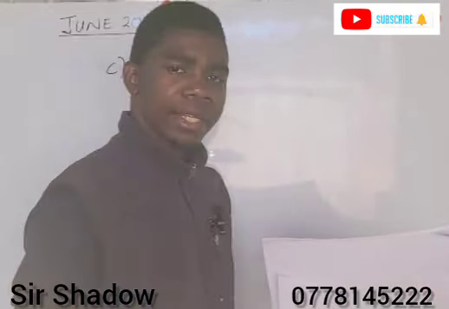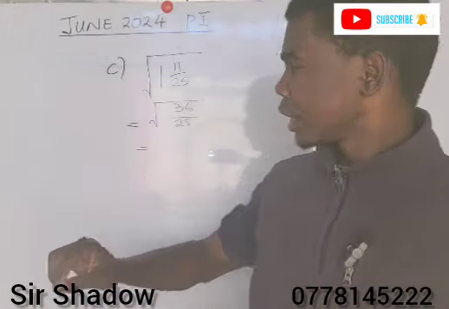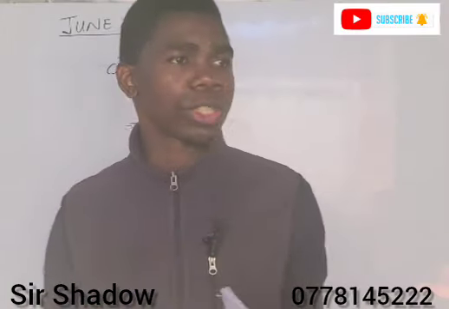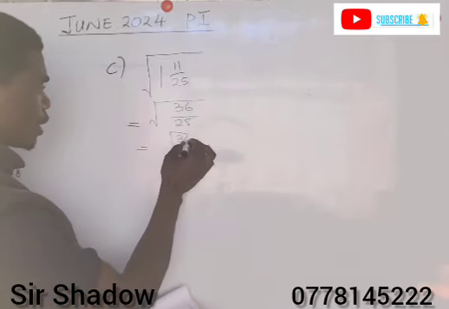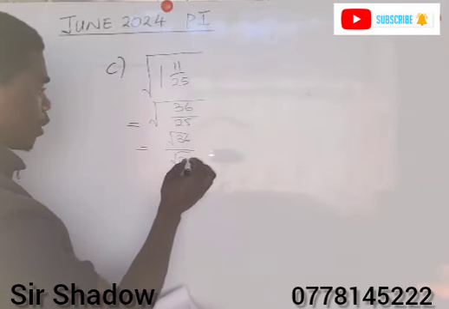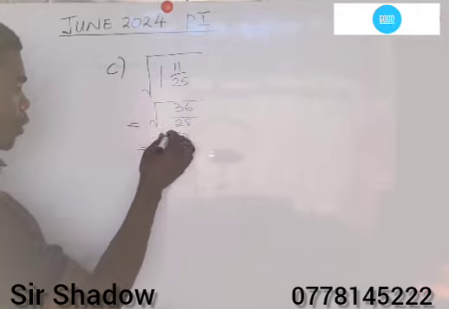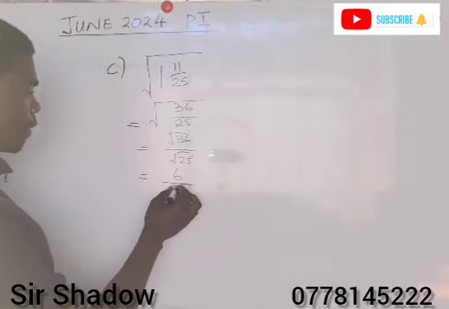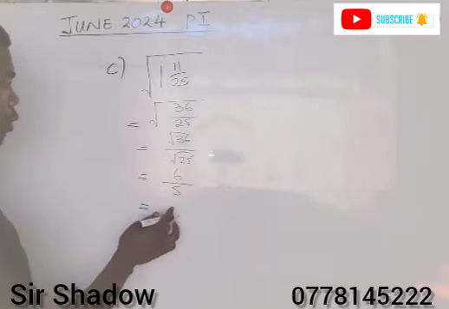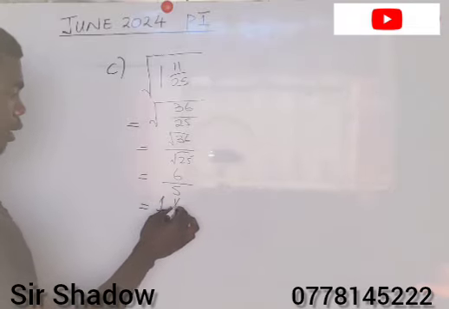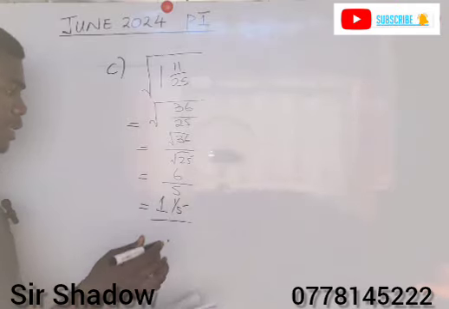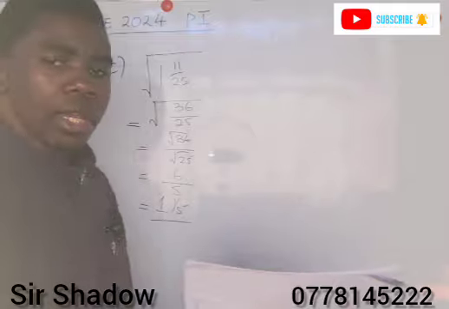Now we want to separate the root over each value. So we say root of 36 divided by root of 25. This is equal to root of 36, which is 6, over root of 25, which is 5. So this is 6 over 5, the square root of 1 whole 11 over 25.